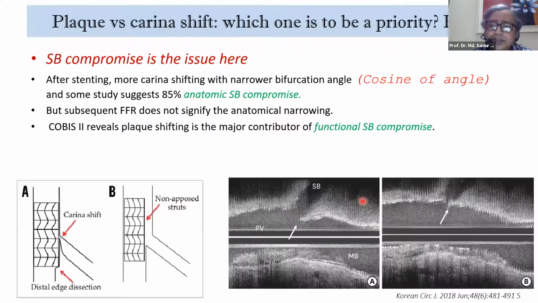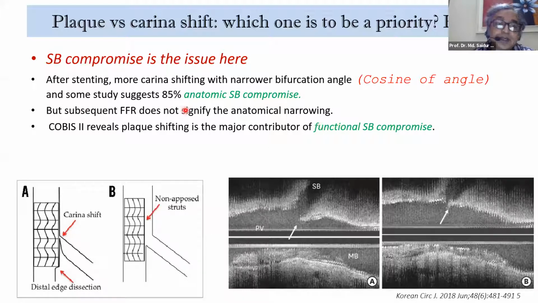And what about this plaque and carina shift? This is also a very controversial issue, and some Korean papers are debating the plaque shift and the carina shift, which one will be the priority. That is still a question. But after stenting, we can see more carina shifting if the angle is very narrow. It is because of the angle, mathematically you can tell the cause of that.